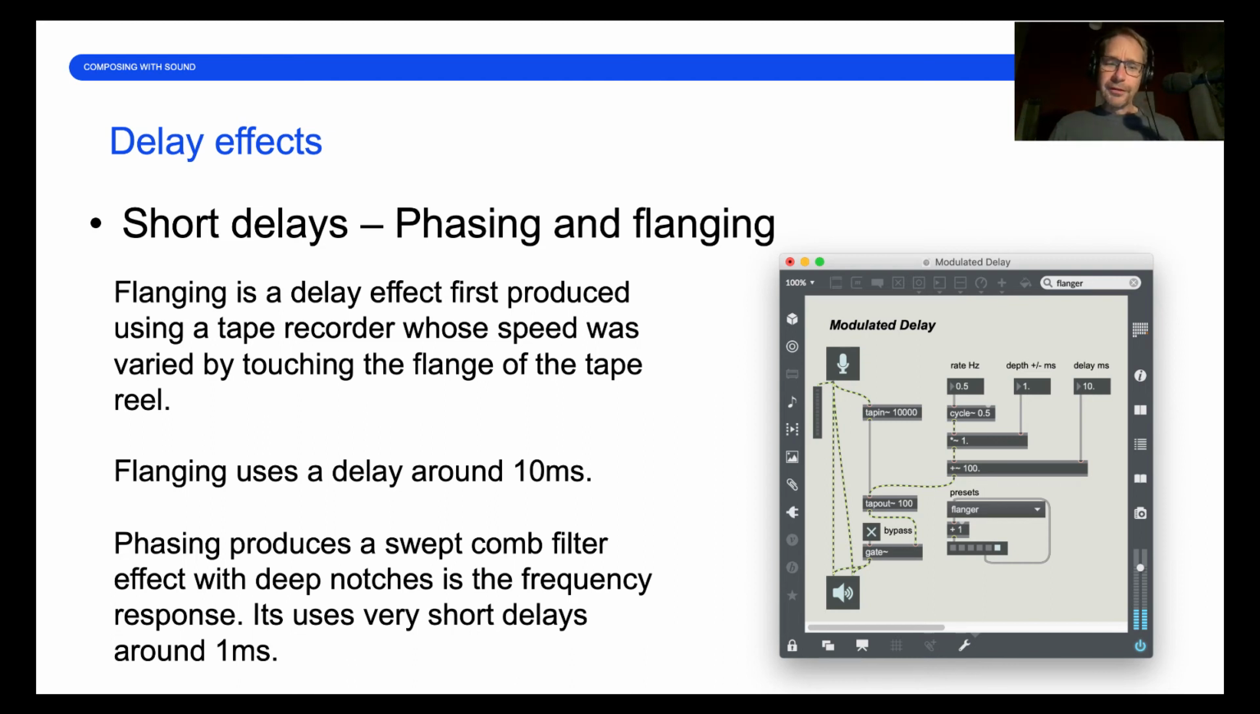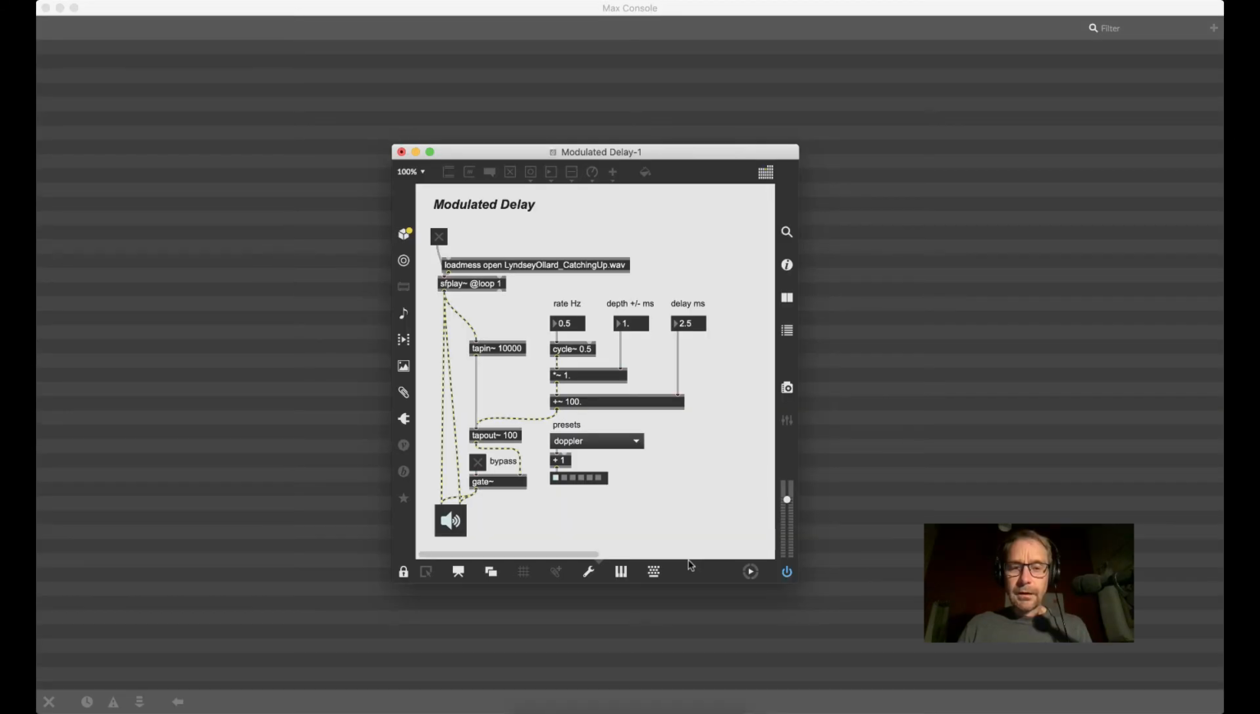Flanging uses a delay around 10 milliseconds, and phasing uses shorter delays around 1 millisecond. Phasing produces that swept comb filter effect with deep notches in the frequency response, whereas flanging produces more like a chorusing effect, I suppose. So here are some examples of that in my Max patch.